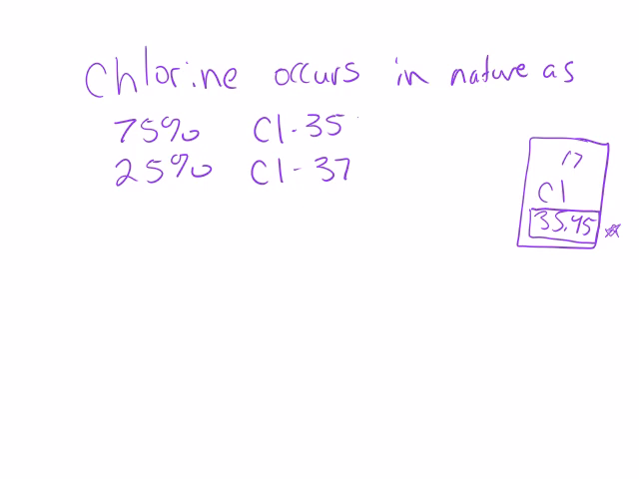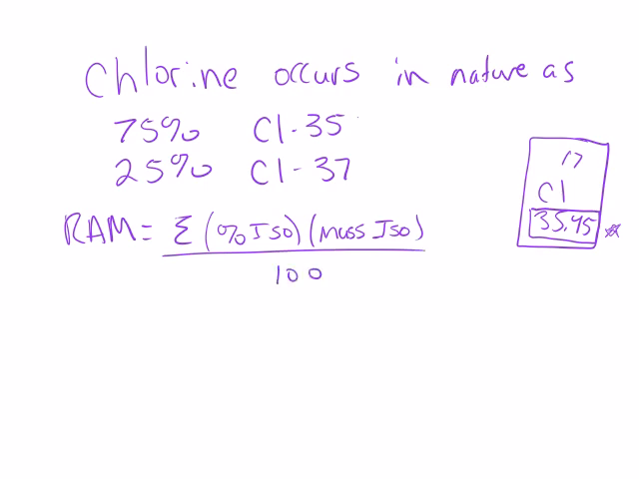With that being said, let's go ahead and use our formula to determine the average atomic mass. Remember that when finding the relative atomic mass, or RAM, we are going to be using the formula: relative atomic mass is equal to the summation of the percent of an isotope multiplied by the mass of an isotope, divided by 100. In this case, we notice that we have 2 isotopes, chlorine 35 and chlorine 37, so there will be one addition problem here.